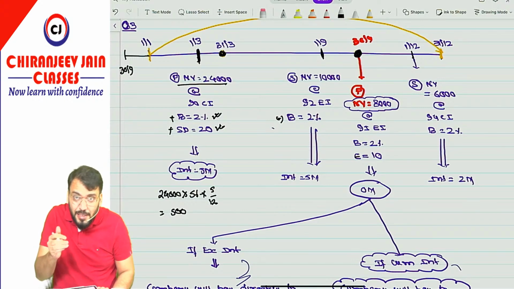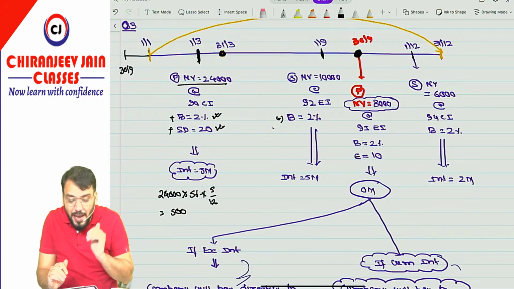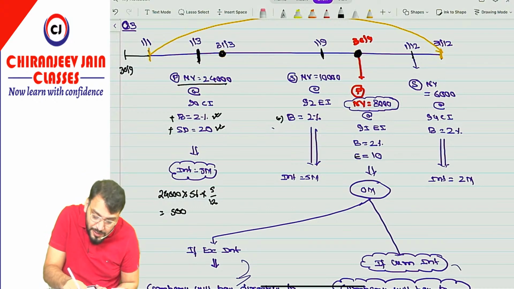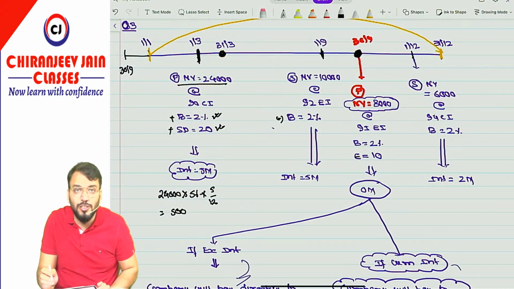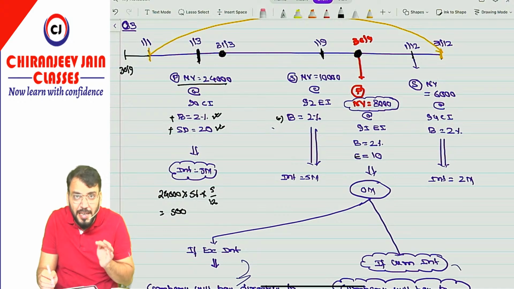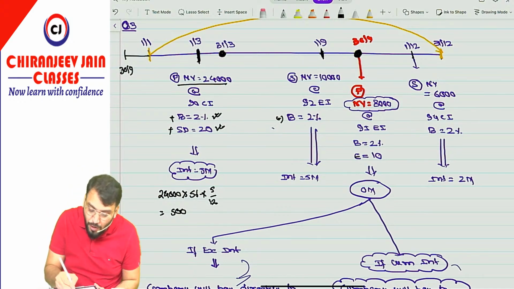So it means we receive interest from whom? From the buyer, from the last due date. What is the last due date? 31st March to 1st September. So it is what? March, April, May, June, July, August. So 5 months, 5 months interest will be received on 10,000.